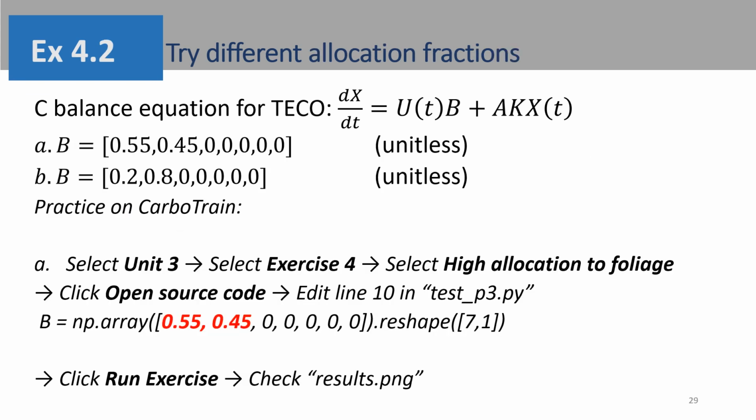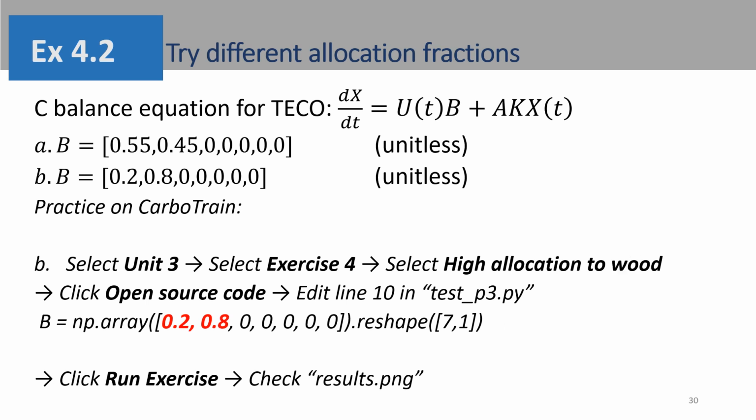This is the second task in exercise 4. Let's try different allocation fractions. Select the case high allocation to foliage. By clicking Open Source Code, let's edit the source code at line 10. Replace the allocation fraction with the number we provided in the slides. Then click Run Exercise and check results.